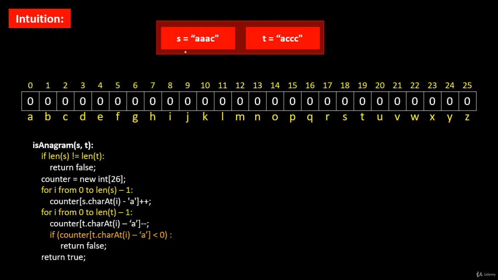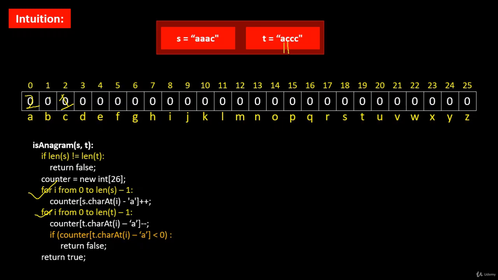So for this string s, we will increment. At this position we will have 3, and at the position c right over here we have 1. So we have 3 and 1 after doing this for loop. Then we have this for loop, right? And here we're going to decrement and we're going to check. First we have a, so this value will be changed from 3 to 2. Then the next character is c, and we see that at this position we have the value 2, which is not less than 0. So let's go to the next iteration.